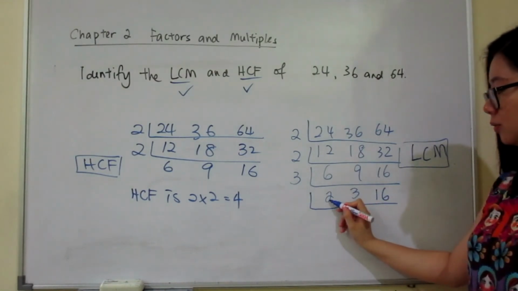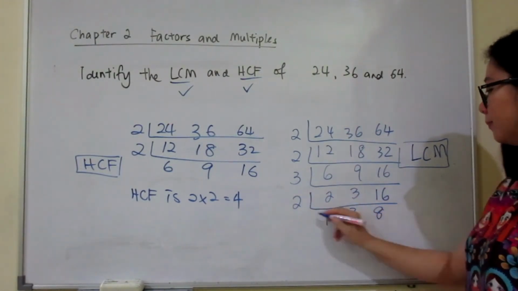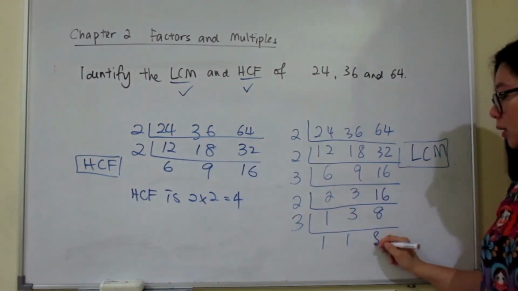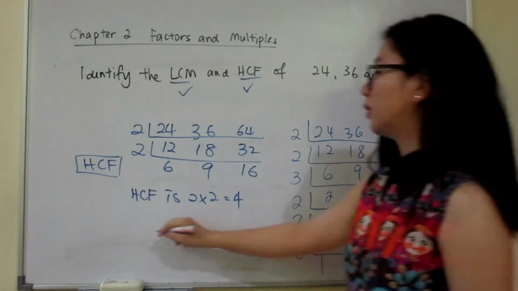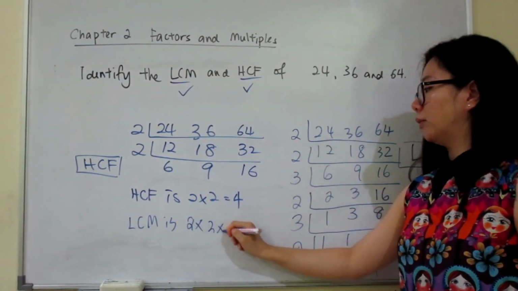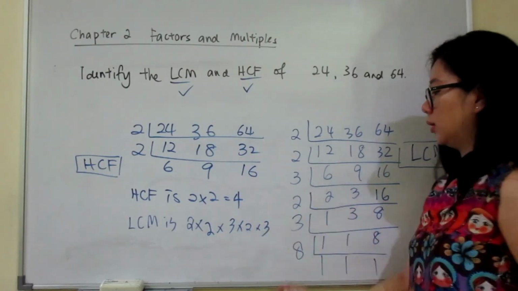And then I'm going to divide by 2. 2 becomes 1. 2 divided by 2 is 1. 3 cannot be divided by 2, so copy down. 16 divided by 2 is 8. Next, divide by 3. 1, 1. This one cannot be divided by 3, so it becomes 8. And then 8 divided by 8, we get 1. Okay, that's right. So the LCM is 2 times 2 times 3 times 2 times 3 times 8.